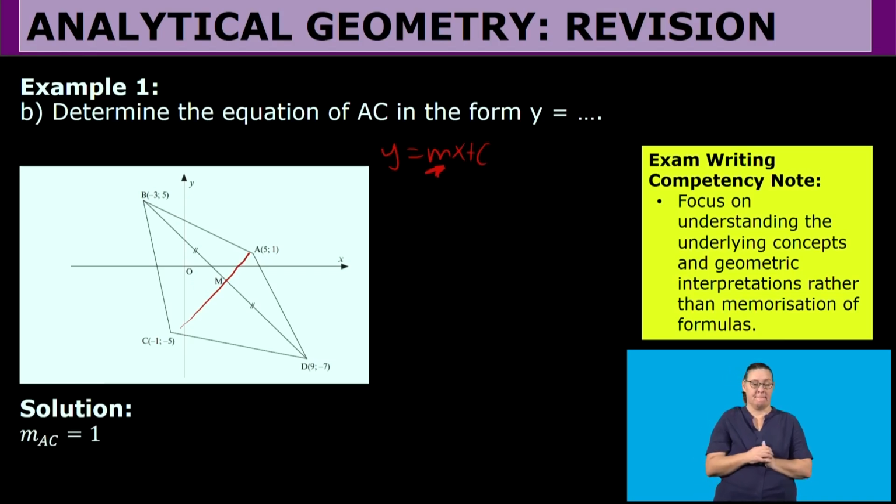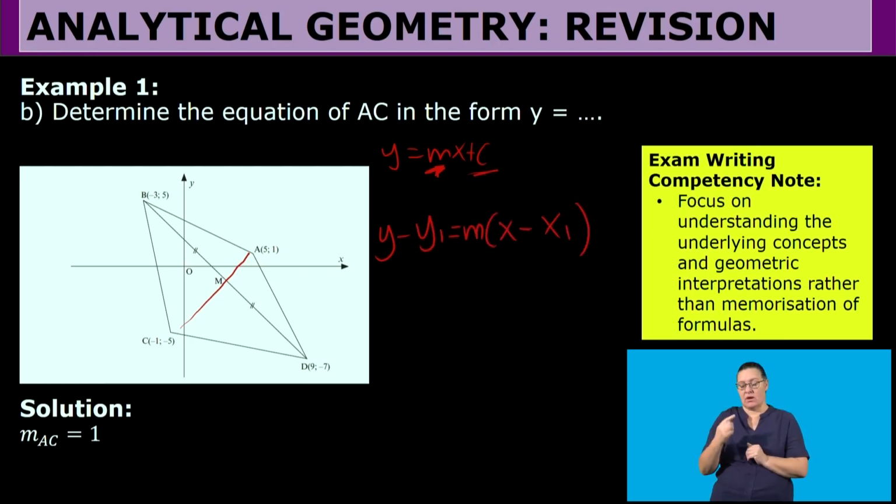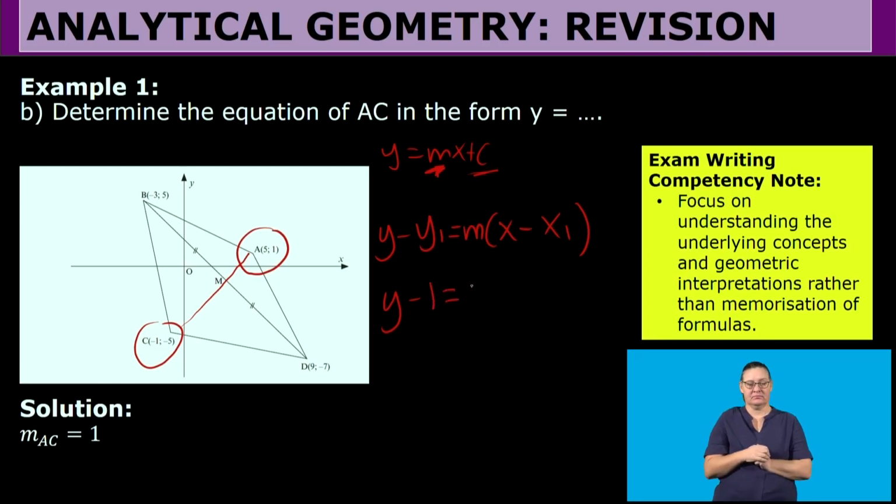We know the gradient of AC is 1. What do we need? We need the y-intercept. How do we work it out? Well, we can use one of the points. It depends which formula you use. We can use y minus y1 is equal to m times x minus x1, and that's the formula to find the equation of a straight line. We can choose the coordinate A or C. It doesn't matter which one we choose. I'm going to choose to work with the coordinates that are positive because it's less likelihood of making errors with our signs. So it's y minus 1 is equal to the gradient, which is just 1 times x minus 5.